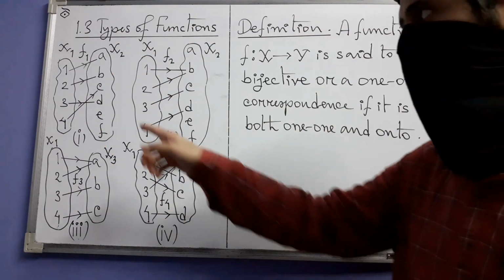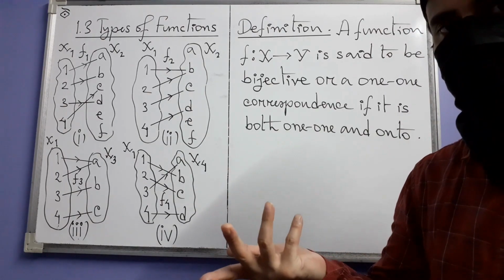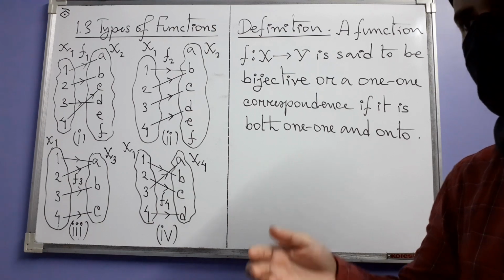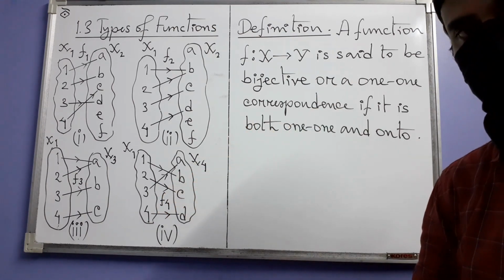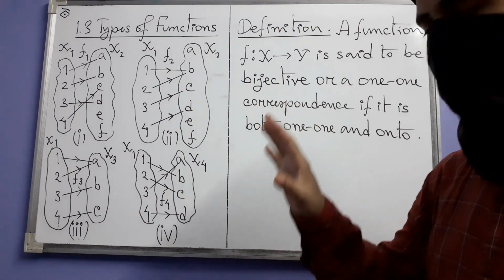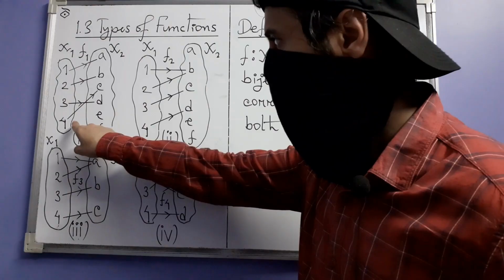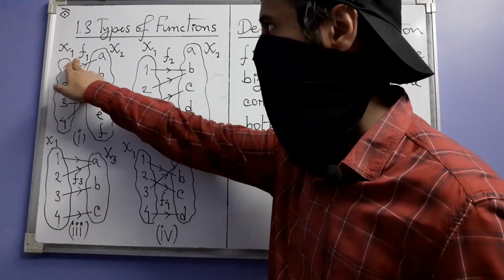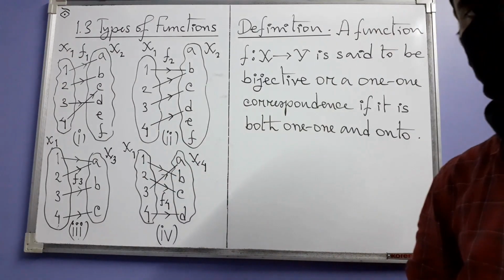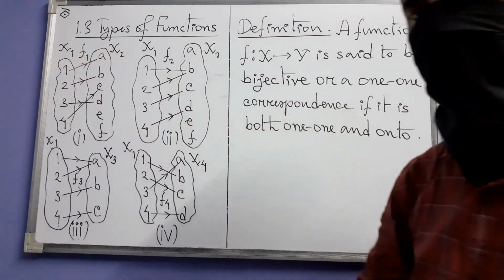But the moment that requirement is there, it is no longer a function, because a function cannot map one input to more than one output. So if we are sticking to the fact that we are only talking about functions, not only is the function f1 not onto, but it is impossible to think of an onto function from x1 to x2.